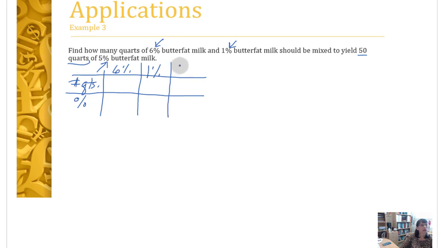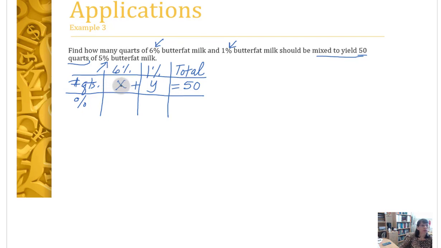Our last column typically is some kind of a total. Notice that it does not reveal how many quarts of either of these percents of butterfat milk are being mixed. It simply says that we're having a yield of 50 quarts. That is the total. So I'll just use X and Y, making a total of 50 quarts. So when I'm mixing, that means I'm adding to make a total of 50.